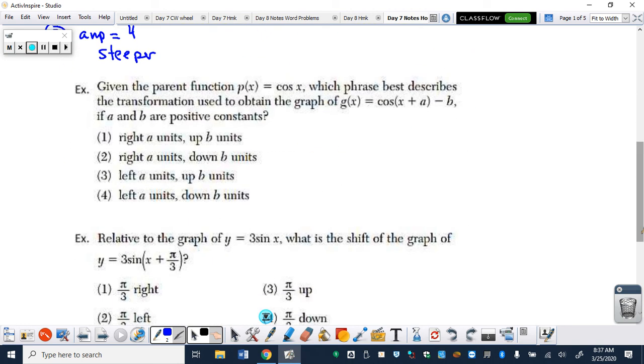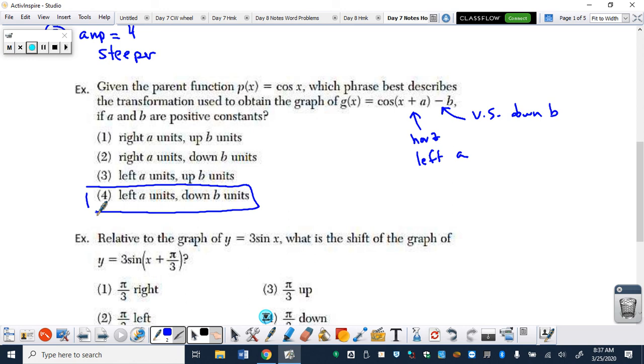A couple of examples of what you might find in the regions with the horizontal shift. Given the parent function p of x is equal to cosine x, which phrase best describes the transformation used to obtain the graph of g of x is equal to cosine of x plus a, minus b? Notice it's inside the parentheses, so that's going to be a horizontal shift, and it's a plus a, so it went to the left a. Outside the parentheses is a vertical shift, and this went down b units. So we're looking for the choice that's telling us left a and down b. It should be choice 4.